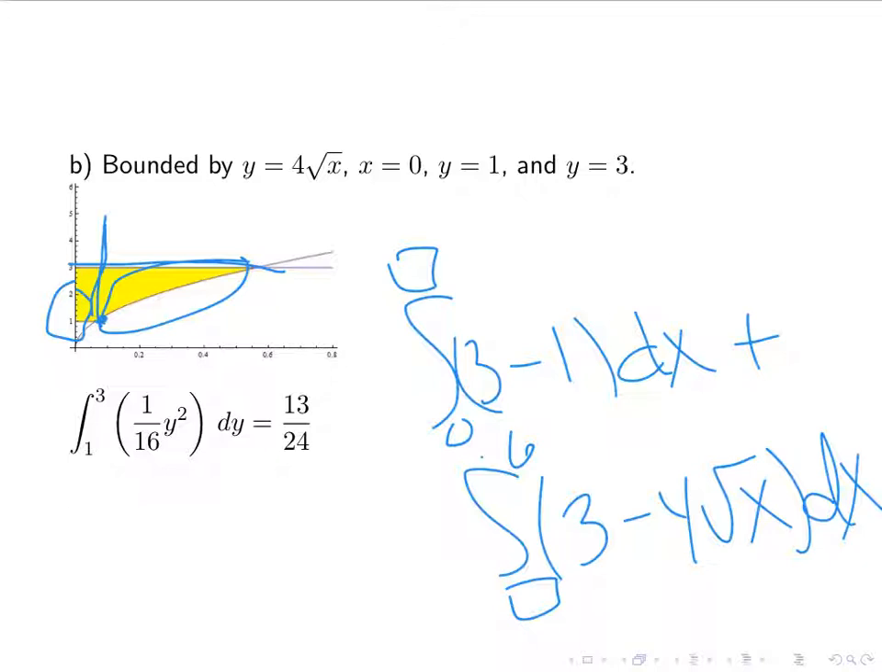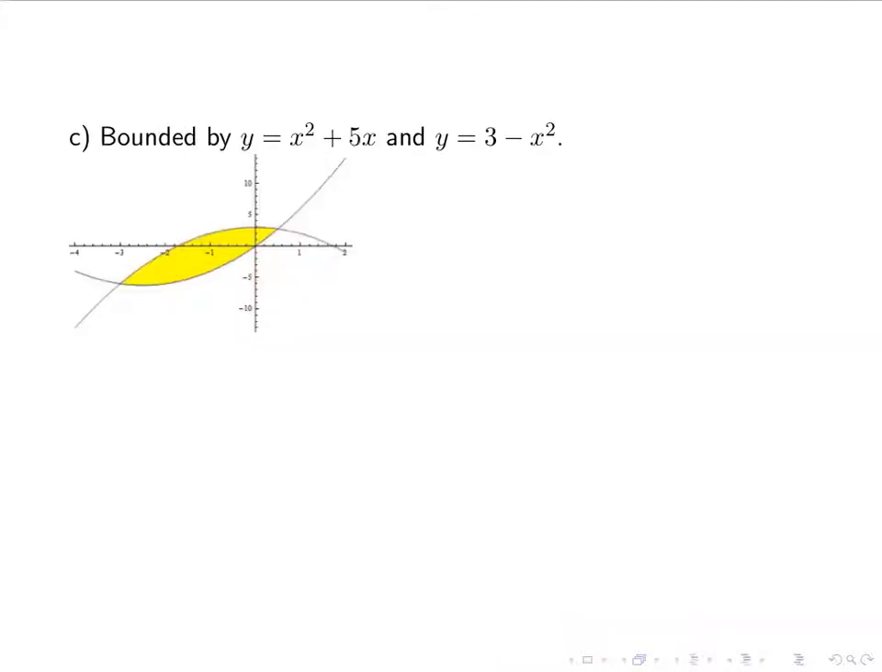Like I said, you typically can do either one in terms of y or in terms of x, but one seems to be easier than the other. So in this case, in terms of y is a lot easier. There's only one integral. But don't forget, you can do it both ways. So let's try another one.